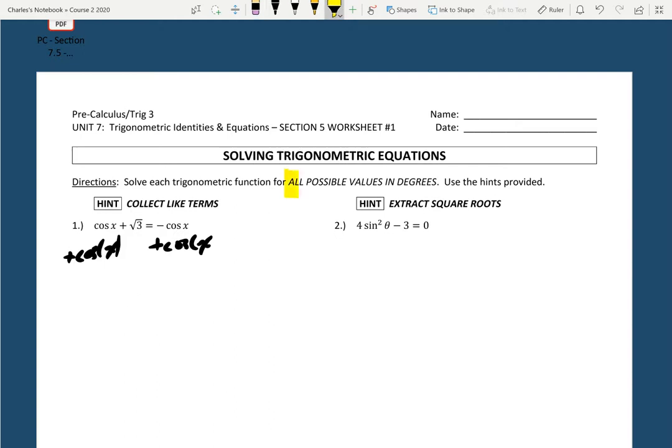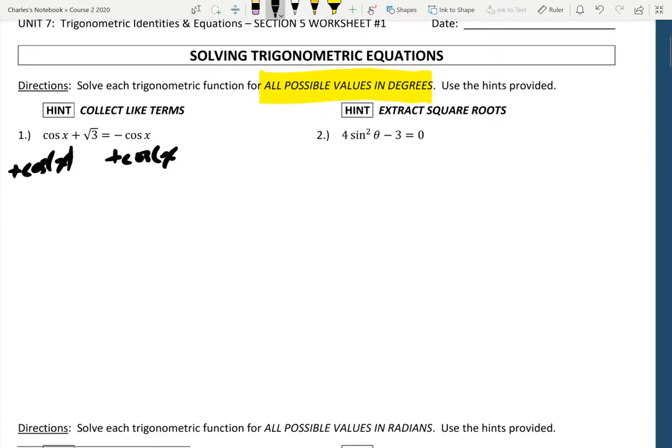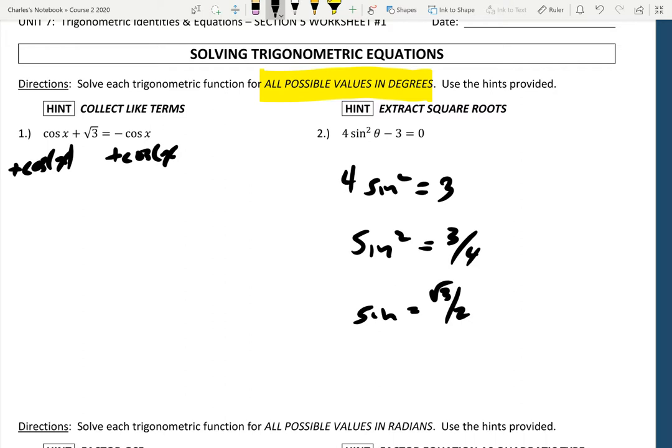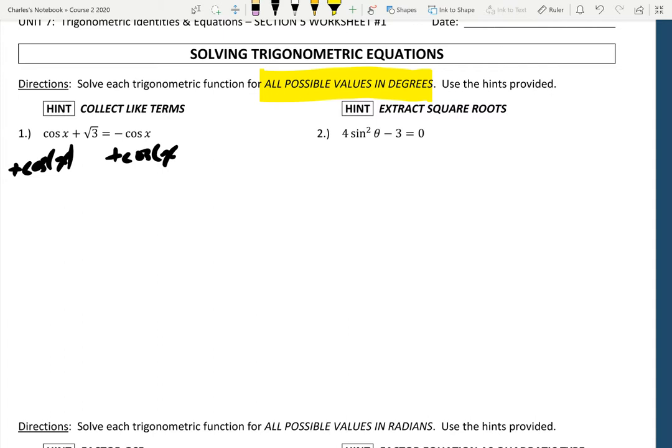It says for all possible values and degrees, which means there's infinitely many. Sometimes you're going to have a squared here. So let's say this is 4 sine squared is equal to 3, sine squared is equal to 3 over 4. Sine is equal to root 3 over 2. Remember, when you take the square root of anything, you're going to get positive and negative possible solutions. I think we did this very briefly earlier in the year, but when you have a squared and you take the square root, it leaves you with more possible solutions than if you didn't.